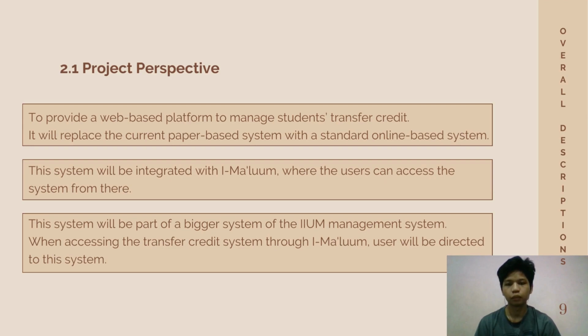Alright, for part 2.1, which is the project perspective. For this IIUM Transfer Credit Management System, there are a few things that this project is based on. The first is to provide a web-based platform to manage student transfer credit. It will replace the current paper-based system with a standard online-based system, which means the old system of IIUM uses paper to record students' transfer credit data, and now we change it to a full-fledged online-based system.